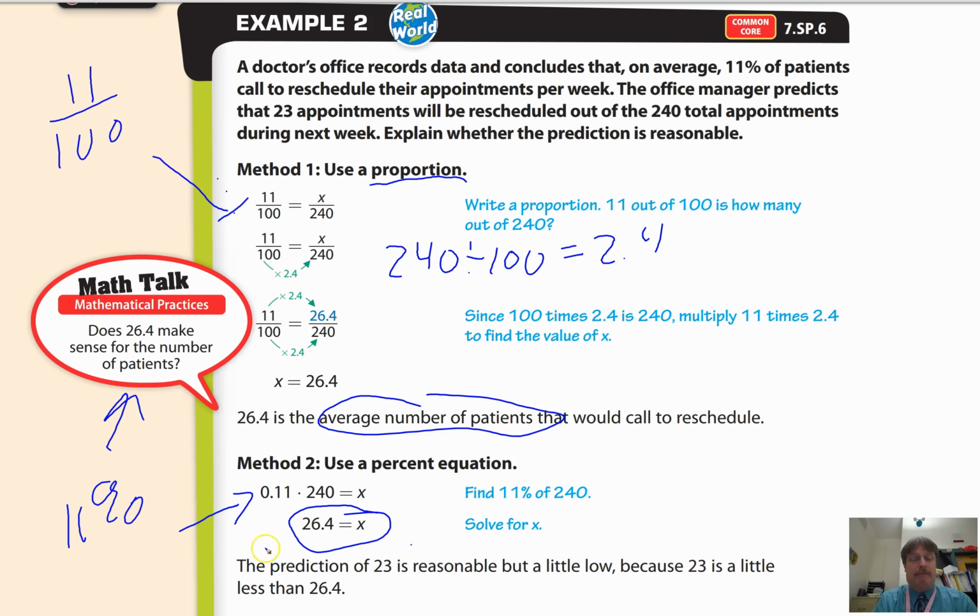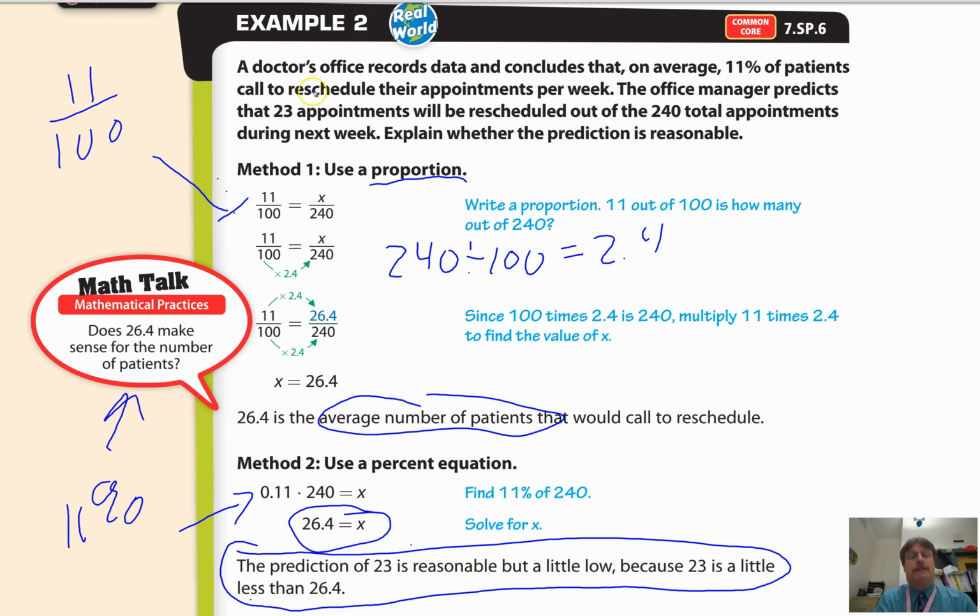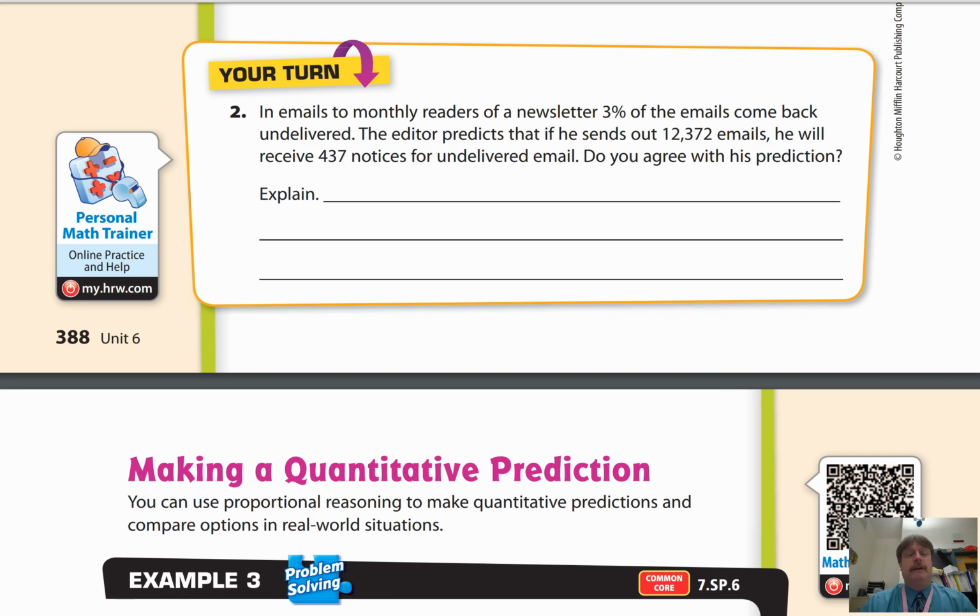So we're doing that comparison here of what the prediction was up here at 23 appointments. So here in the second Your Turn, in emails to monthly readers of a newsletter, 3% of the emails come back undelivered. The editor predicts that if he needs to send out 12,372 emails, he will receive 437 undelivered emails. Do you agree with this prediction?